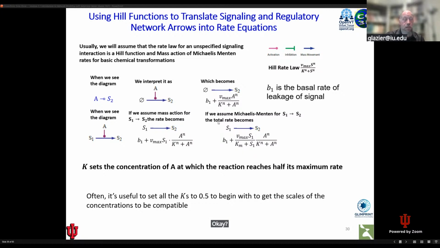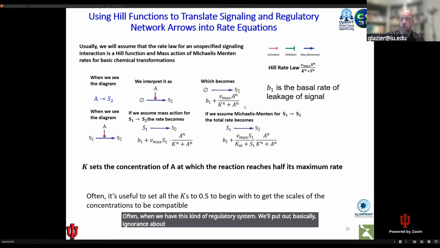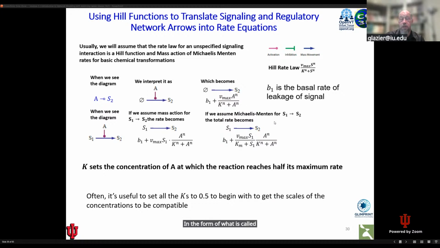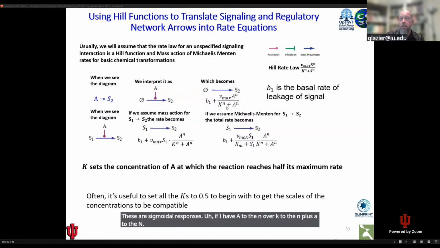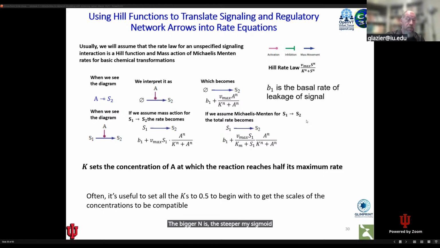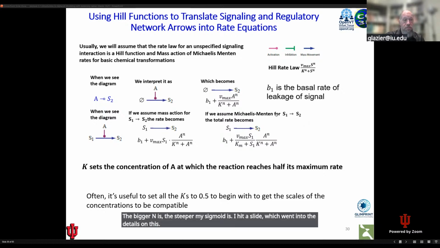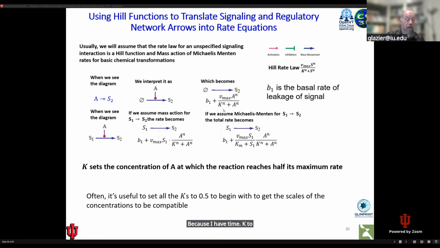Okay. Often, and this will be the last math I'm going to do explicitly here, when we have this kind of regulatory system, we'll put our basic ignorance about how regulation works in the form of what is called a Hill equation or Michaelis-Menten equation. These are sigmoidal responses. If I have a to the n over k to the n plus a to the n, the bigger n is, the steeper my sigmoid is. I hid a slide which went into the details on this because I have time. K to the n is what's called the half maximal concentration. When a to the n is equal to k to the n, this thing will be a half.